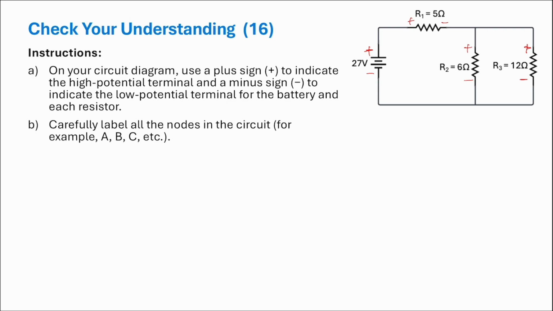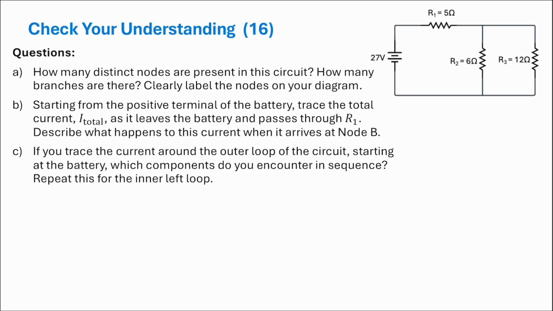We can say it depends on how you choose. We have 3 nodes, and so we can say this is A, B, and this is C. It doesn't really matter how you label them, as long as you know there are 3 nodes. Next, how many distinct nodes are present in this circuit? Of course, 3. We just say 1, 2, 3.